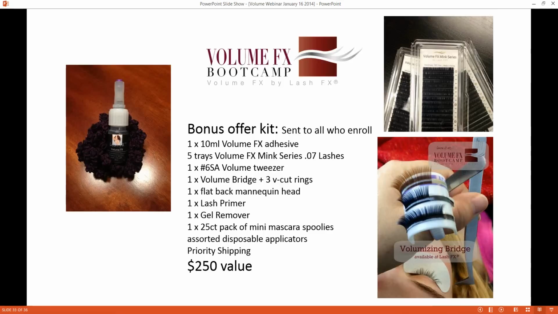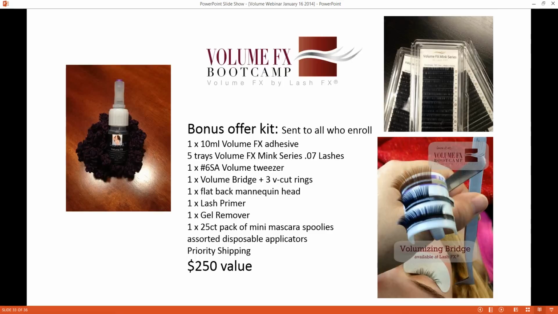You'll want to use that, especially if you're studying at 11 o'clock at night and you don't have a live model available. You'll receive a lash primer, a gel remover, a 25-count pack of mini mascara spoolies, which are my favorite mascara spoolies to use for volume lashing, and other assorted disposable applicators. All of this is must-use products, not this particular brand. Of course, you may use any brand, and we will freely discuss any brand in the class, but this is the kit that I'll send to you as a bonus.